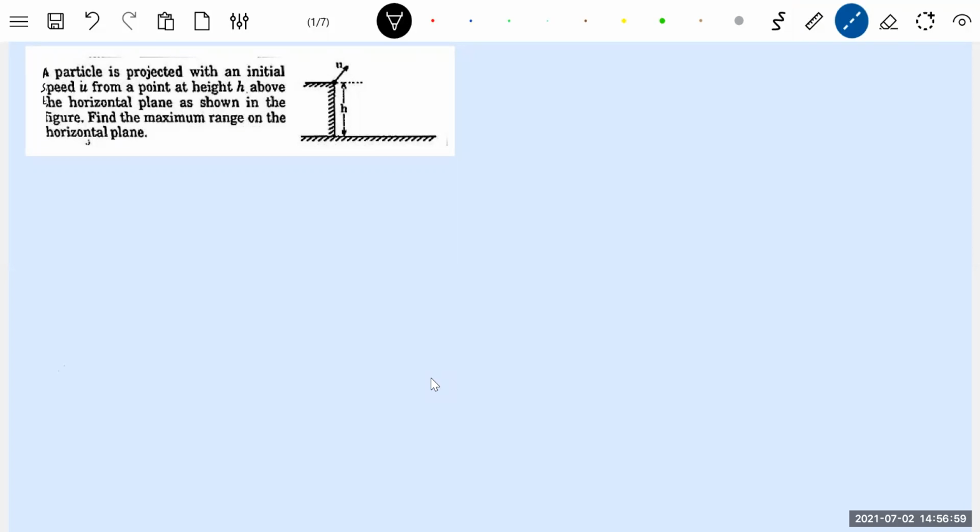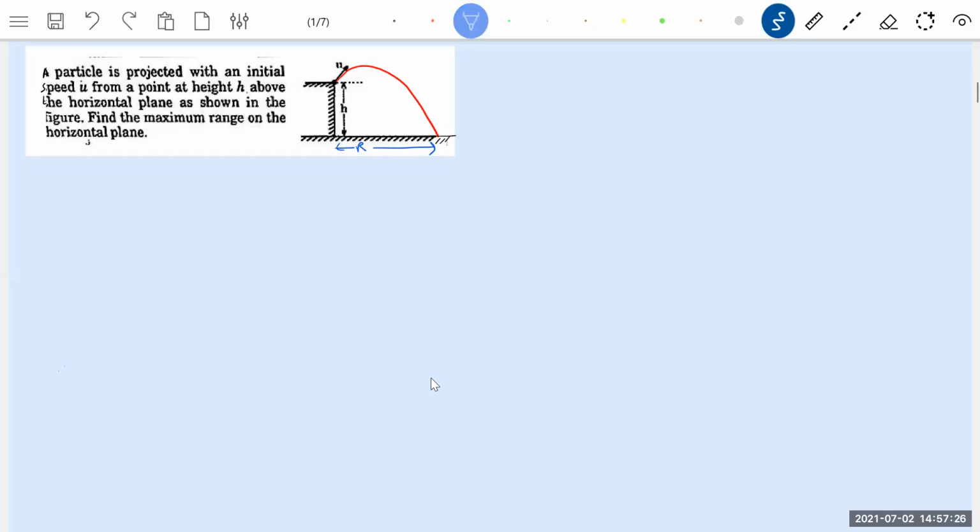In the diagram I can express it. You can see that it is going to come and strike the ground. So this has to be maximized, so that maximum range has to be determined. The angle of projection we are assuming, let it be theta. We'll proceed now.